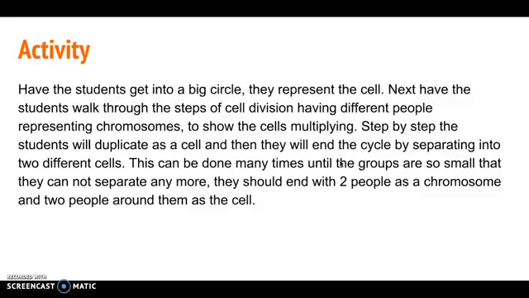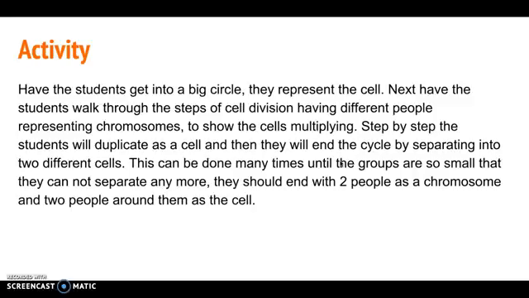The activity that we will do in class is the class will break up and make a huge circle that will represent the cell. Next, all the students together will walk through the cell division, prophase, metaphase, anaphase, telophase, all of it, and we'll have people in the middle representing the chromosomes. This will show cells multiplying.